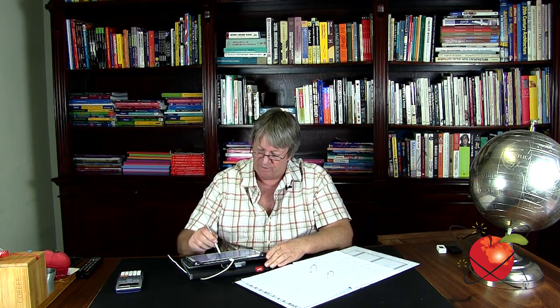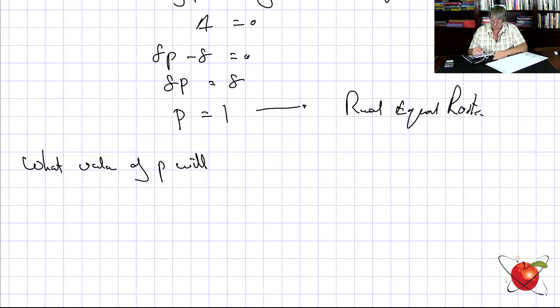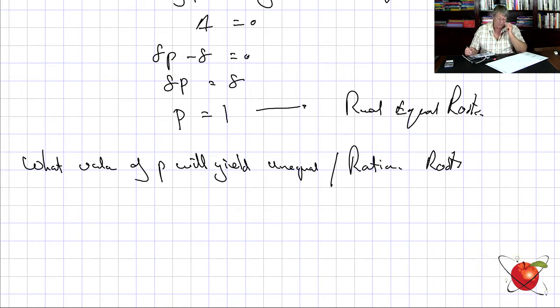So once I've worked out delta, I then go to my little flow chart and say, what are they asking me to make delta equal to? What value of p will yield unequal rational roots? Unequal rational roots. Well, unequal rational, I must actually add real in there. Real, unequal, rational.